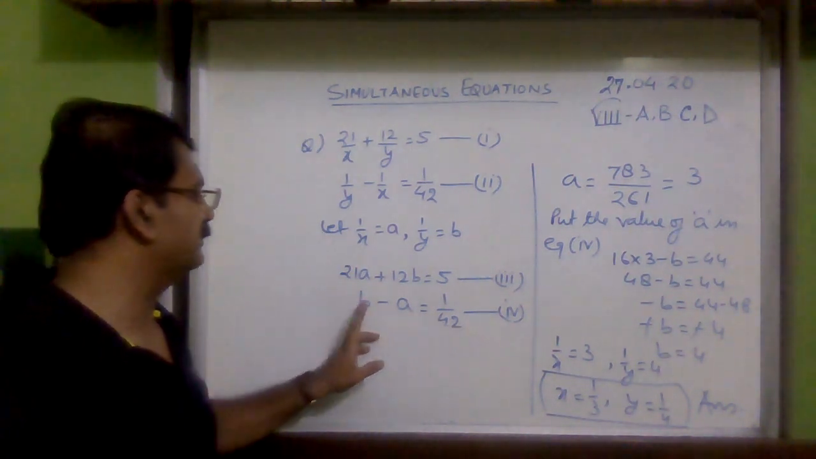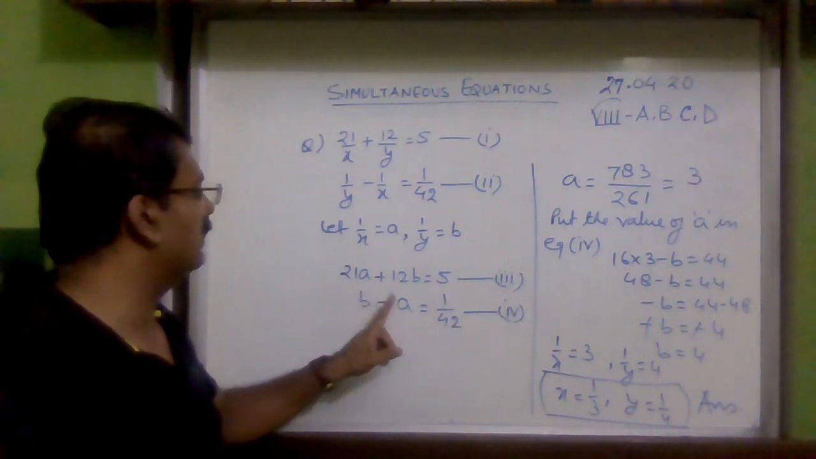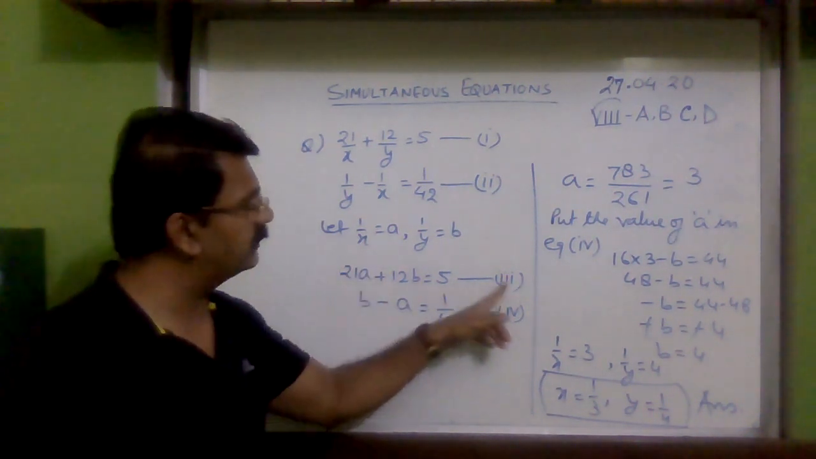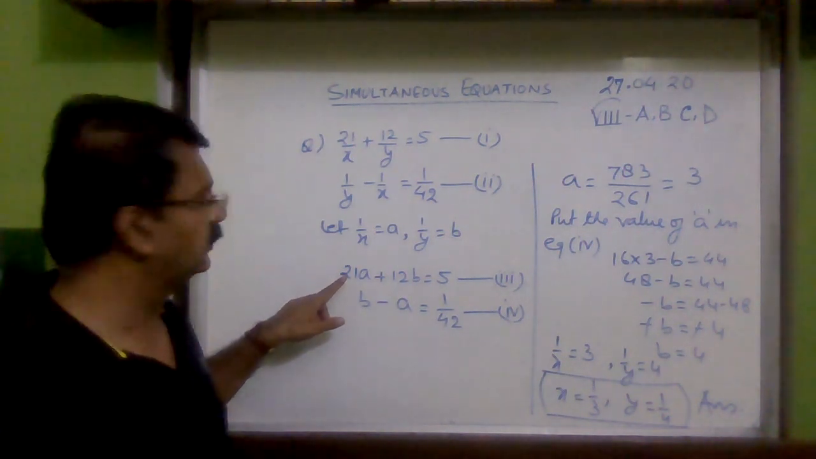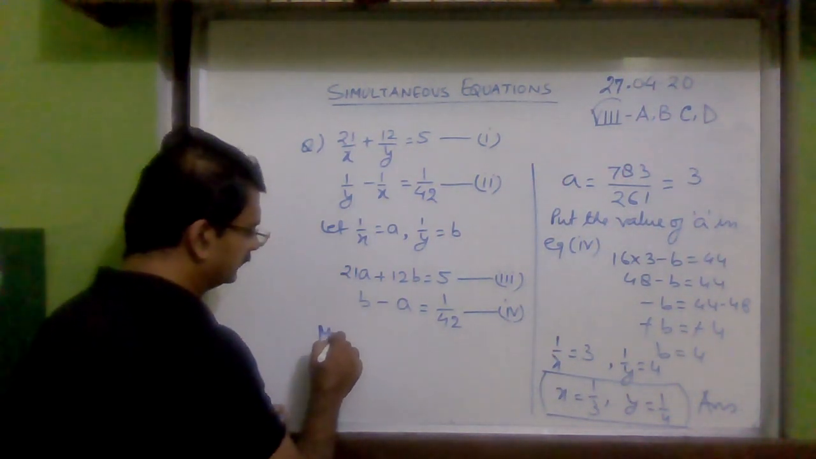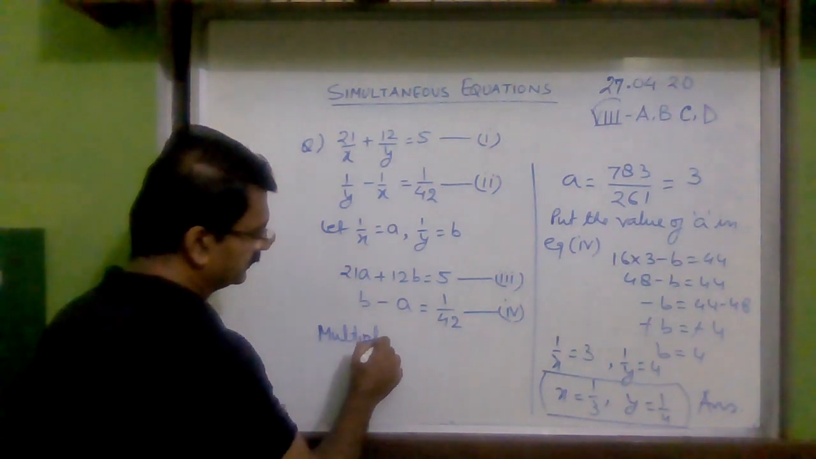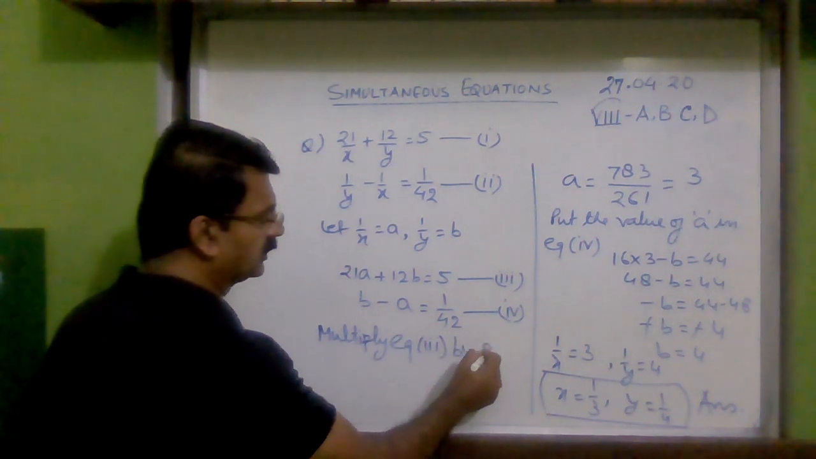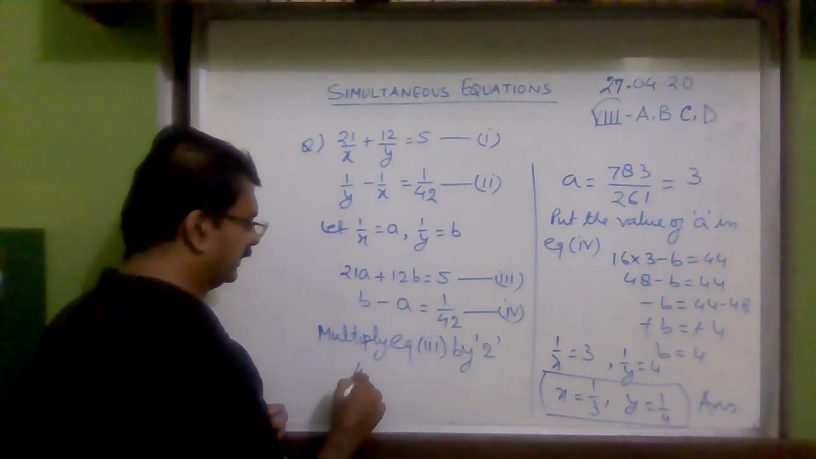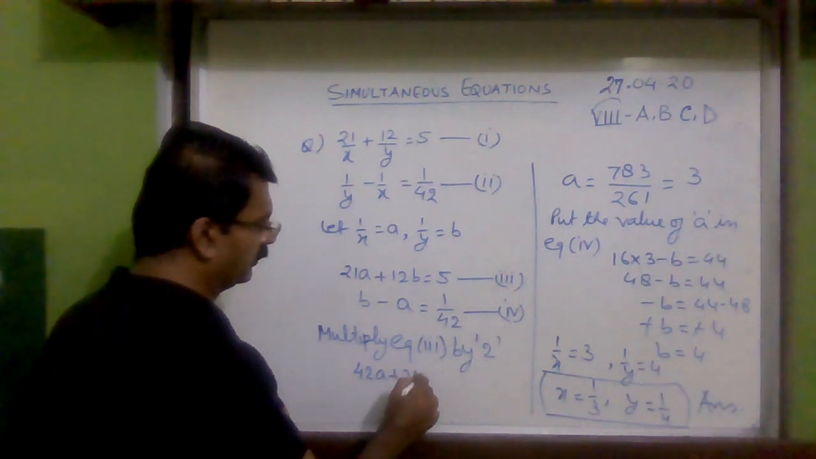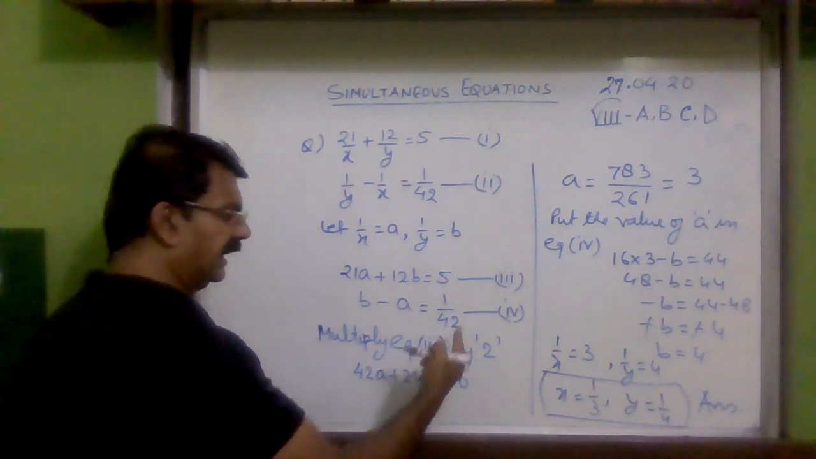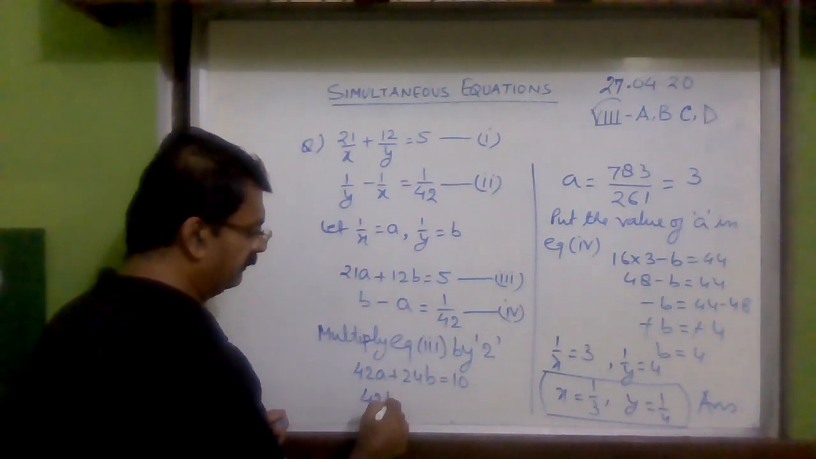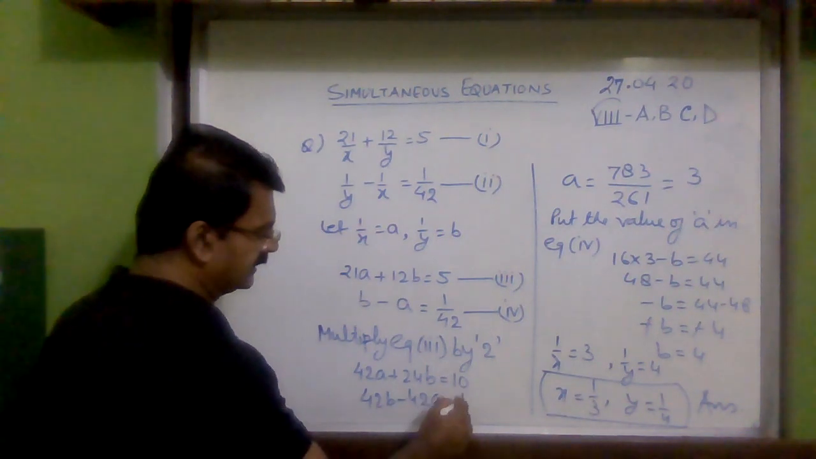Now you see, if you cross multiply this 42 with this side, then it will be 42b minus 42a. But here it is only 21a. So what we do, we multiply equation 3 by 2. Then it will become 42a plus 24b is equal to 10. And if you cross multiply, as I told you, then it will be 42b minus 42a is equal to 1.